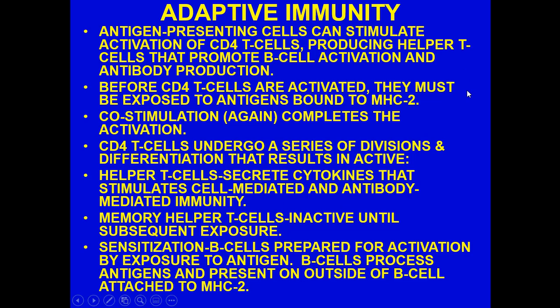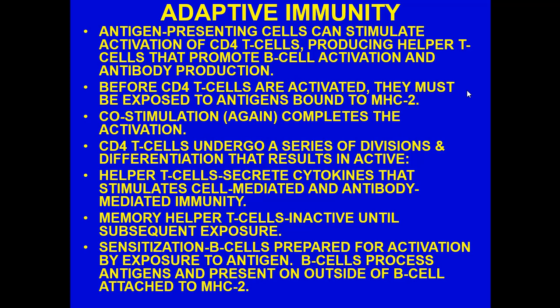Now let's talk a little bit more about APCs. They can stimulate activation of the CD4 T cells, producing helper T cells that promote B cell activation and antibody production. Here's one of the clues. What I'm basically saying to you is that a certain subset of the T cells have to go over and kind of nudge the B cells. Hey, wake up. It's time to attack. Time to get all revved up and start making lots and lots of antibodies. But before CD4 T cells are activated, they must be exposed to antigens bound to the MHC2. And again, we also have to have co-stimulation.